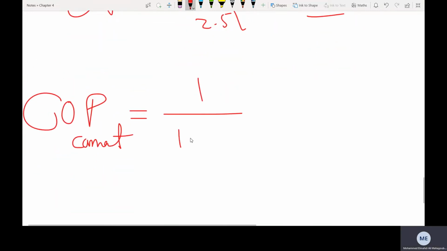Is 1 over 1 minus TL over TH. Yes, this is the COP of a Carnot cycle. Here I have 1 minus, and here is the temperature of the low, the lower temperature in the cycle, which is the temperature from which we are extracting the heat, and here is the temperature at which we are rejecting the heat. So this is the temperature of the extraction, and this is the temperature of the rejection.